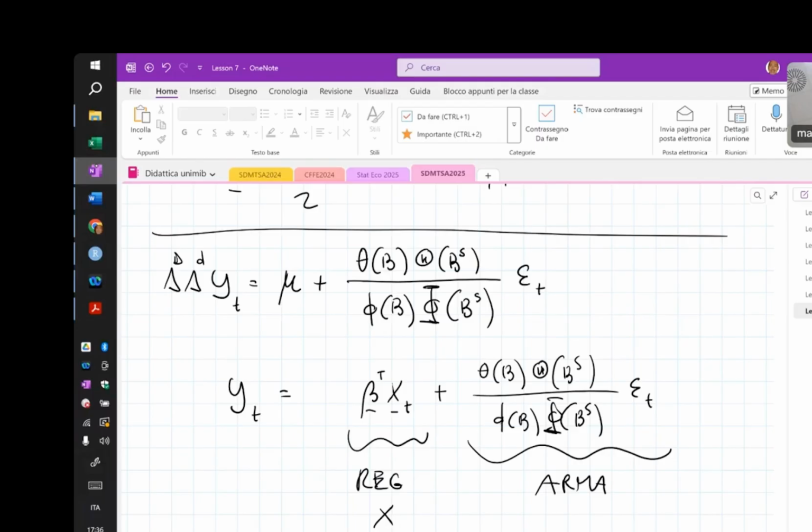What about the differences? So we can see an ARMAX process as a regression where the errors of the regression are not a white noise, but are just a stationary process, right? If this was a white noise, this would be a standard regression, right? What's the difference? Well, this is an ARMA process. Okay? So you may see ARMAX processes just as a regression whose errors are not white noise as usual, but are just a stationary process.